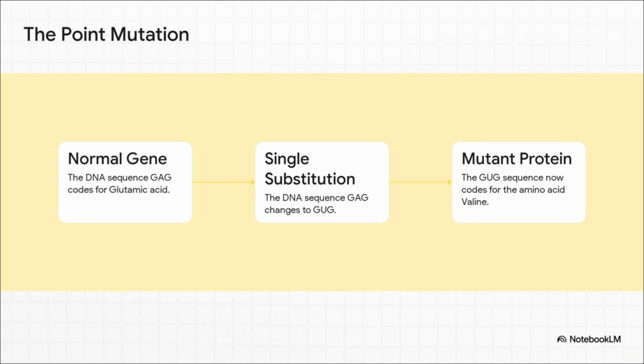In a normal healthy gene, the DNA sequence GAG tells the cell to put in an amino acid called glutamic acid. But in sickle cell, just one letter flips, changing the sequence to GUG. That tiny change now codes for a totally different amino acid, valine. And that's it. That one little swap is the entire root cause of the disease.